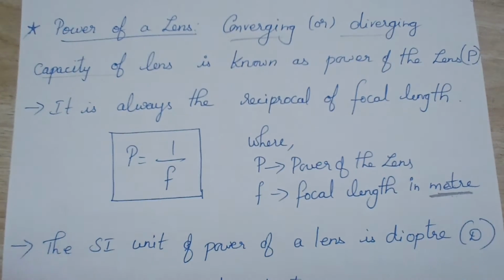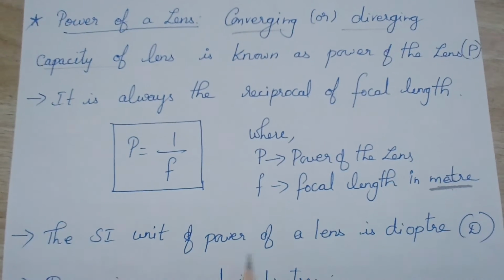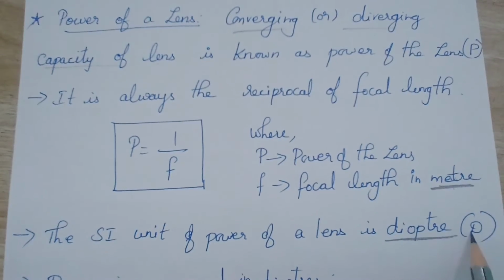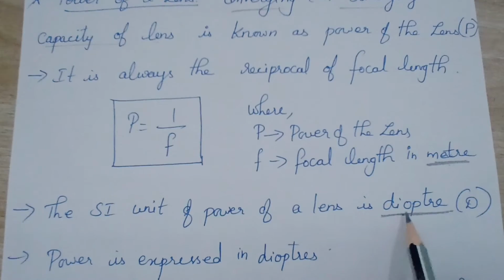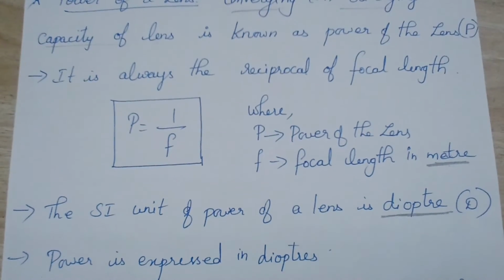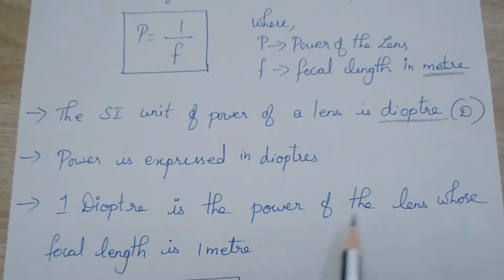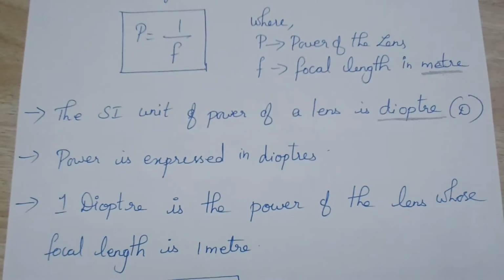Okay, for everything you will have some unit, right? What is the unit of this power? The SI unit of the power of a lens is diopter. Okay, diopter. It is represented by capital D. Symbol is capital D. Okay, this power is expressed in diopters, right? So what does this diopter mean? One diopter is the power of the lens whose focal length is 1 meter, right?